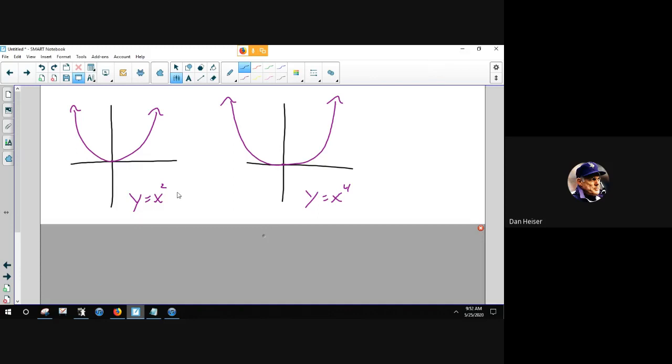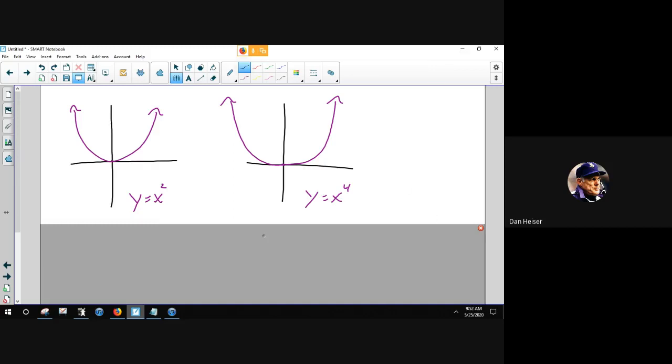But in general, it's going to be sort of like a parabola. So here's y equals x squared. The difference between x squared and x to the fourth is that between 0 and 1, when you take a number between 0 and 1 to the fourth power, it gets smaller. So what you get is a flatter area here before it rises very quickly.